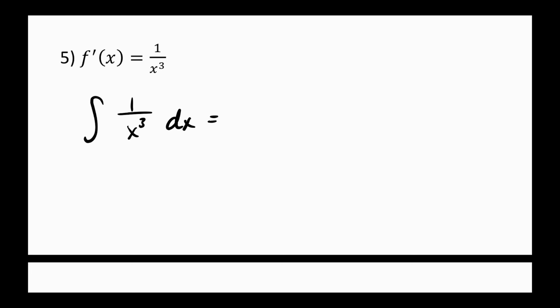What do I got to do first? Make it a negative exponent. Yep. First thing we do is a negative exponent, so it's going to be negative 3. And let's see if the power rule will work. If I add 1, I get negative 2, right? And then the second part of the power rule said divide by that new power. Negative 1 half plus c.